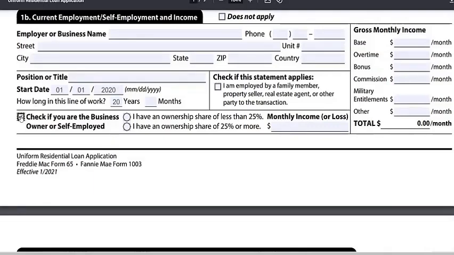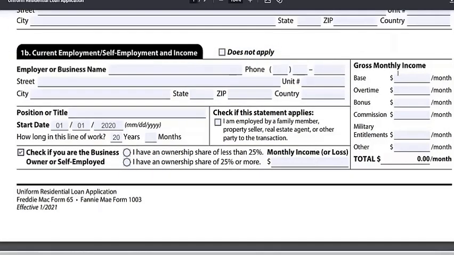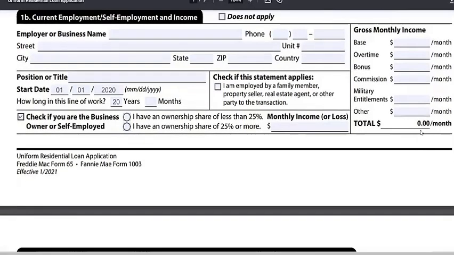For self-employed, if somebody is self-employed, they are going to check this box. We will see later what the meaning of this is and how it is going to work. Now gross monthly income: previously we saw it had a separate section, but now it is only part of their employment information. So base, overtime, bonus, commission, military and other, and total income is going to be reflected here.